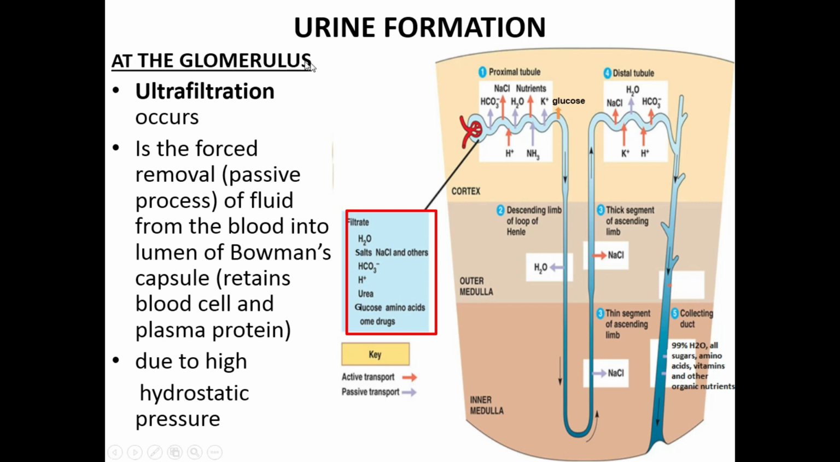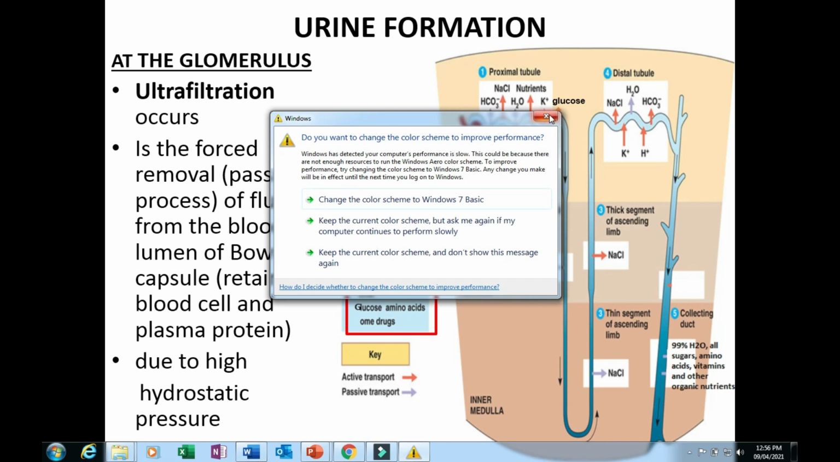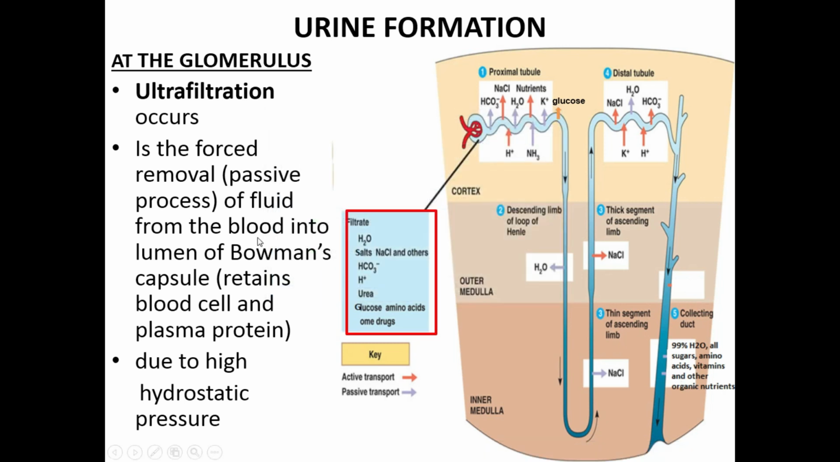Okay, so ulang balik. Pertama ialah urine formation ialah ultrafiltration. Ultrafiltration occurs at the glomerulus. Hafal maksud dia, apa maksud ultrafiltration? Forced removal of all substances in the blood, all the fluid in the blood except red blood cells and plasma protein, due to high hydrostatic pressure. Kenapa menghasilkan high hydrostatic pressure? Because diameter afferent ini lebih besar daripada diameter efferent. That's why dia akan membentuk high hydrostatic pressure.